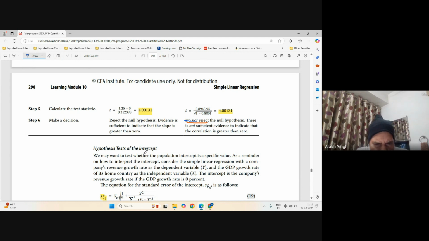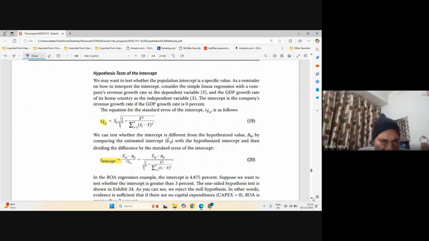Now, hypothesis test of the intercept, meaning B0 hat. Here the standard error calculation is the total standard error times the square root of 1 by n plus x bar square divided by sigma (xi minus x bar) whole square. Your software will always calculate this, the SE of B0 hat and SE of B1 hat also. The software will calculate, and this is the formula behind that.